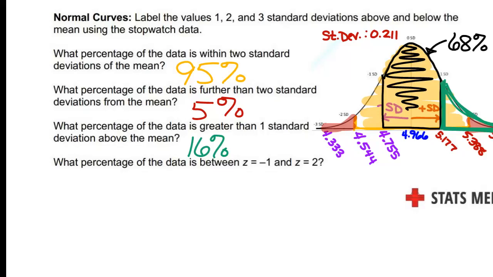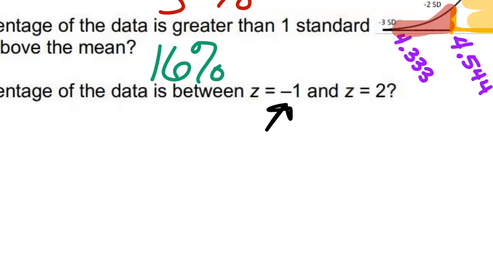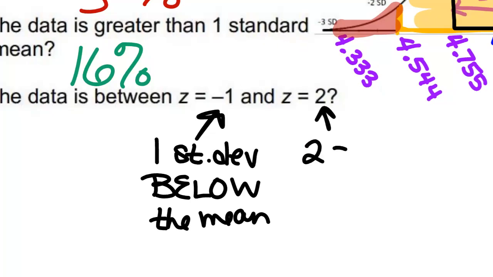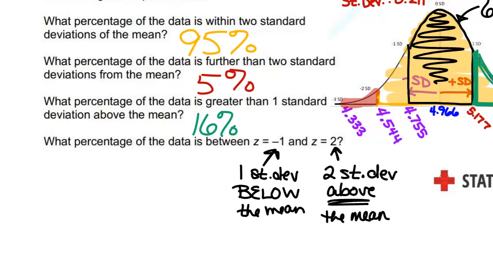What percentage of the data is between z equals negative 1, that's 1 standard deviation below the mean, and z equals 2, 2 standard deviations above the mean? What do we think? So I want down to here, and I want to go up to here.